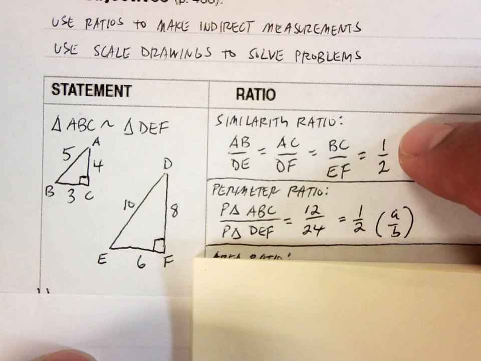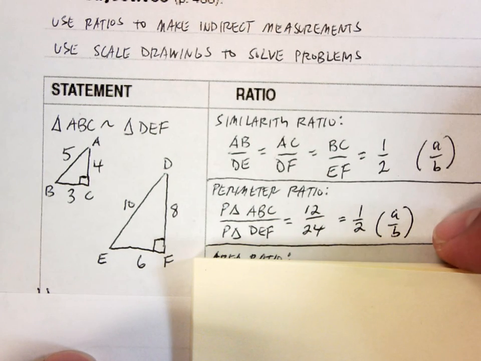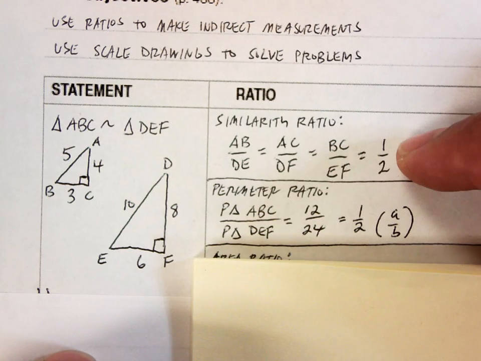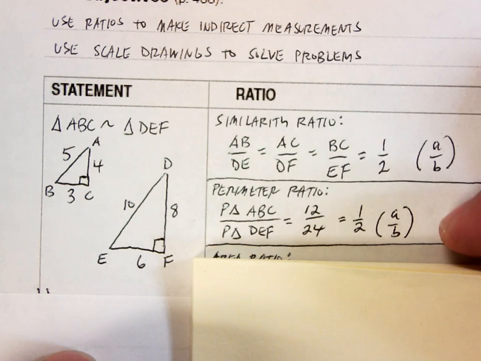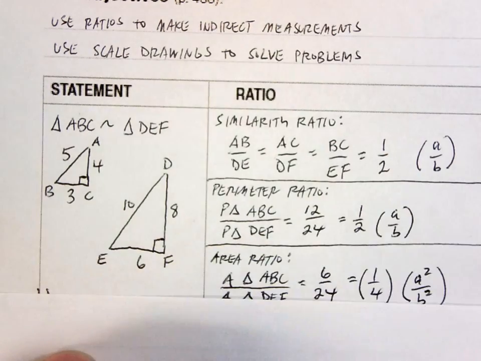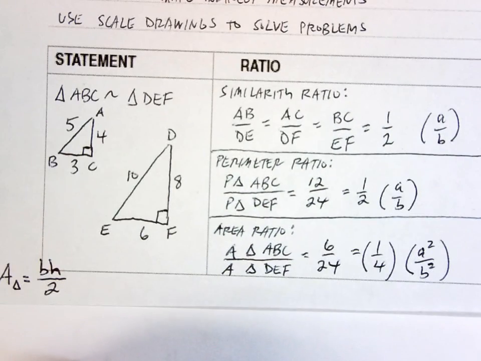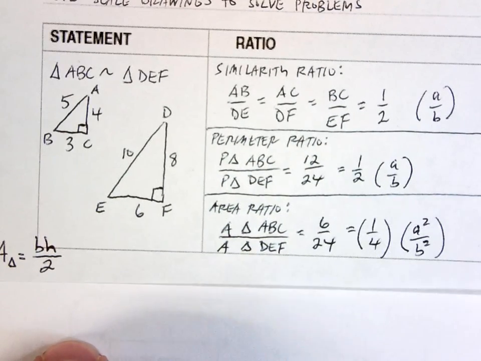Notice the similarity ratio and the perimeter ratio are the same. That will always be true. They are always equal to each other. So once you know the similarity ratio, you already know the perimeter ratio, which is not true of the area ratio. So now let's do area.